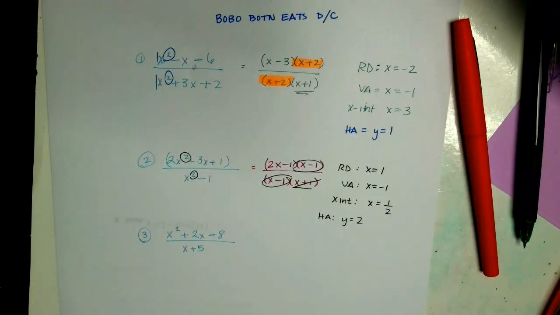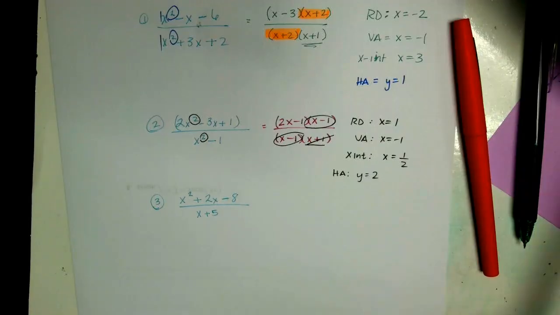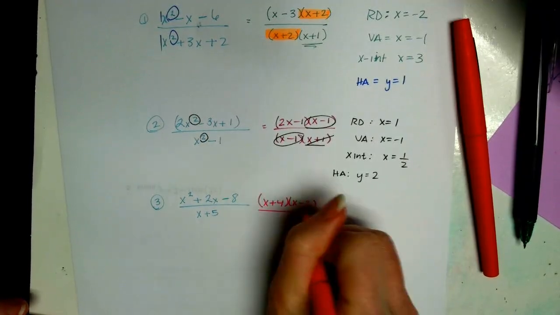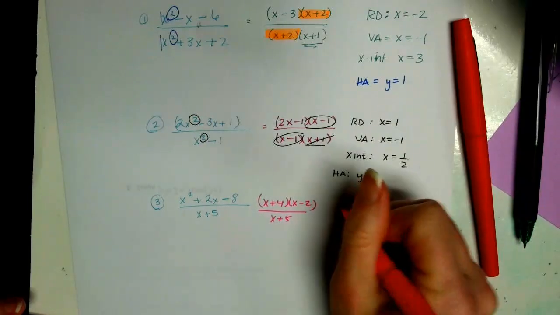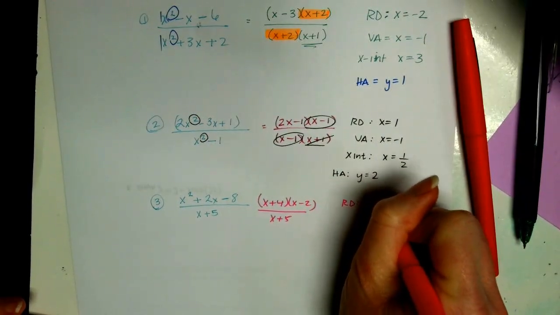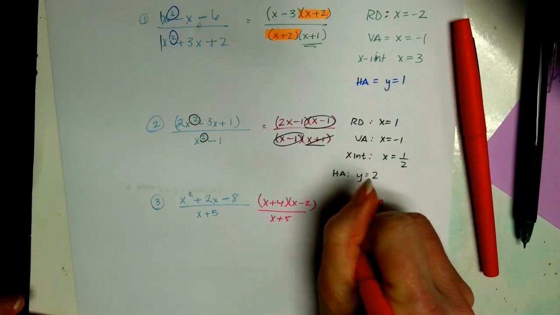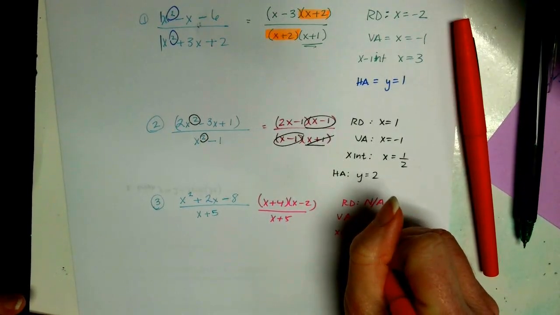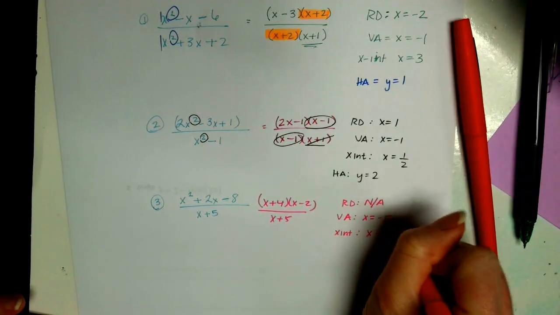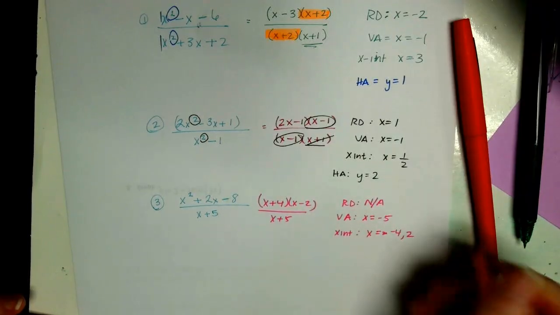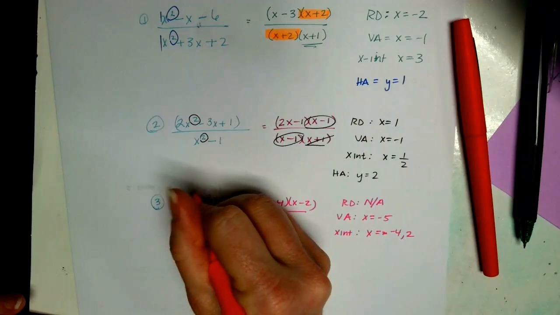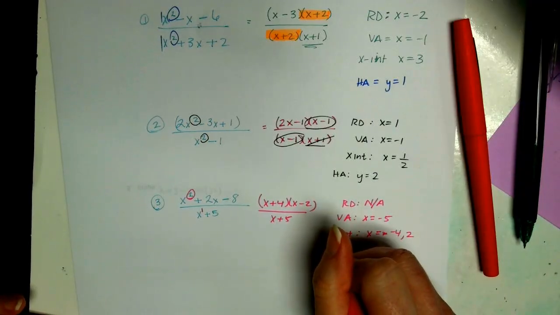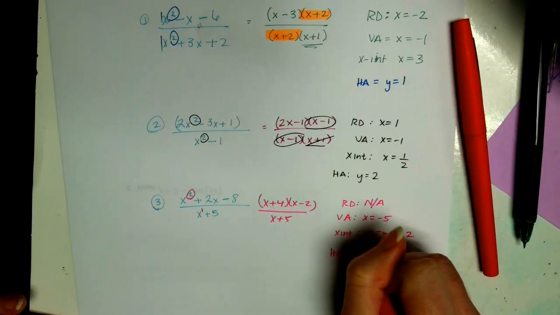So this last one factors as x plus 4, x minus 2, and x plus 5. So this time I have no hole, so RD is none. Vertical asymptote is anything left on bottom, so x equals -5. So this time I have two x-intercepts at -4 and +2, and then exponents, so I compare my degree, and this time it's 2 over 1, which is bigger on top, and that means there's none. So at this one, there's no horizontal asymptote.